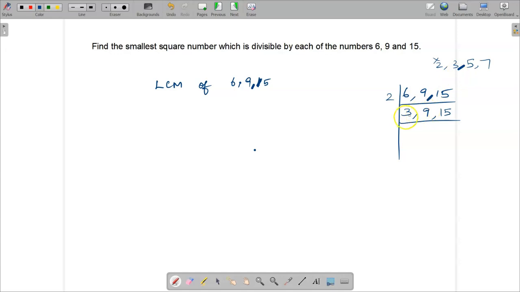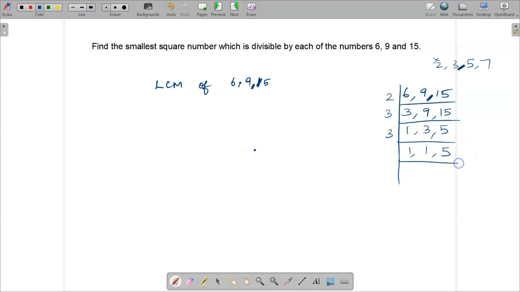So next I have to proceed with the number 3. So 3 1s are 3, 3 3s are 9, 3 5s are 15. Then these numbers are again odd numbers, which will not be divided by 2. So again I have to proceed with the number 3. Already here 1 came, so you have to write as it is. 3 1s are 3. So the number 5 will not be divided by 3, so write as it is.